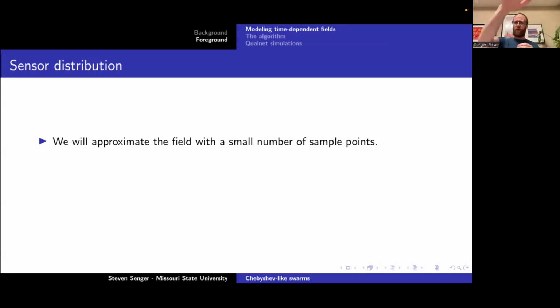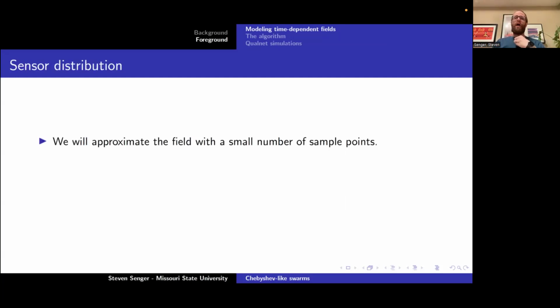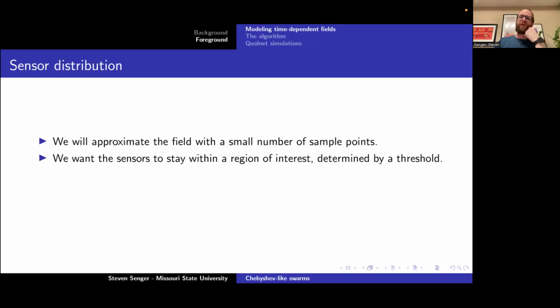So I'm flying my drones through, and they have temperature sensors, and they can send me that temperature data. So where do I want the drones to go? I don't want them to all clump up too tight. I also don't want them to get into some weird formation where they might give me biased data. So I want to figure out roughly what this fire looks like by taking a small number of sample points.